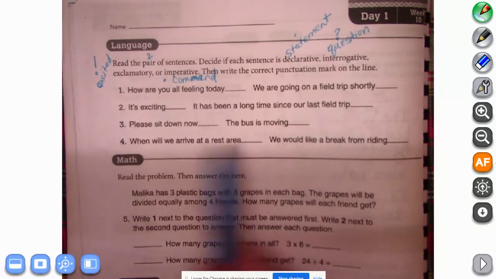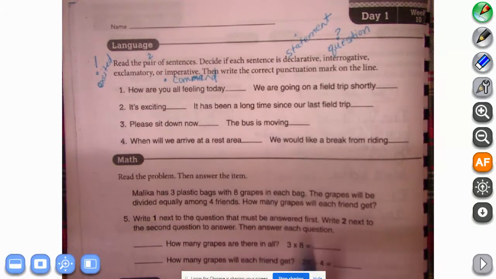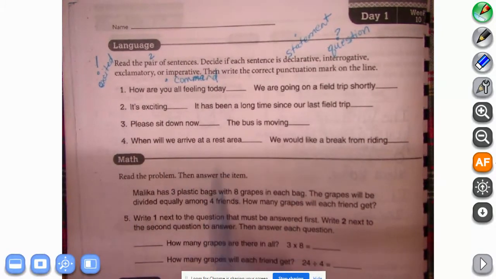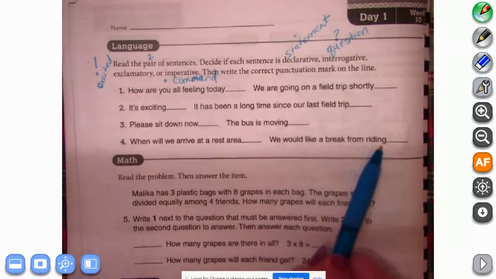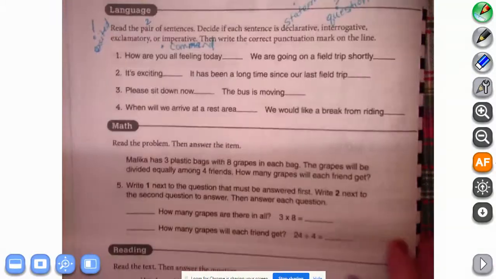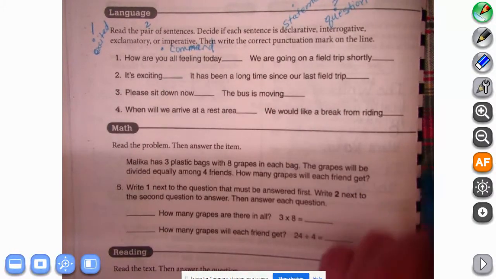Punctuation. Please sit down now. Punctuation. The bus is moving. Punctuation. When will we arrive at the rest area? Punctuation. We would like a break from writing. Punctuation. All right, so you're putting your punctuation mark on the line. I know it gives you a lot of space to put your little mark on there.